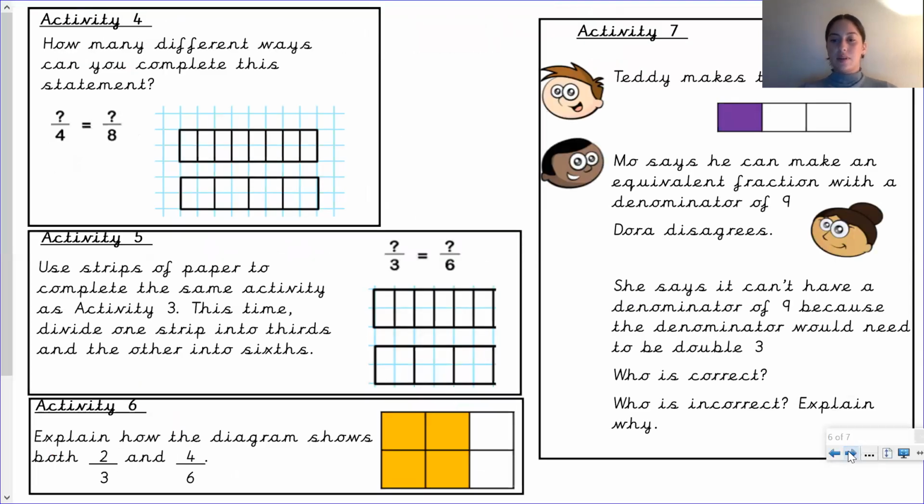These are the rest of your independent activities. Have a go at doing them. Play the video again if you need to go over some of the tips, and upload your work on Tapestry for us to see. Well done, Year 3.